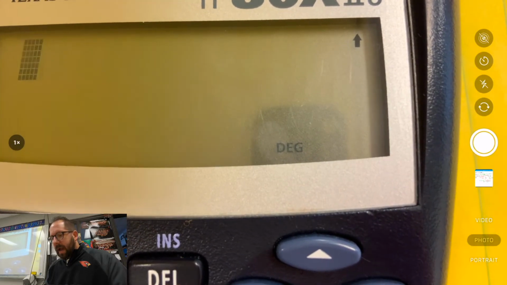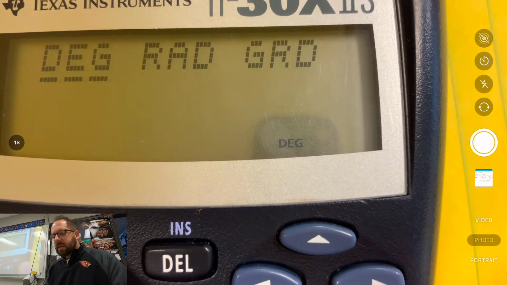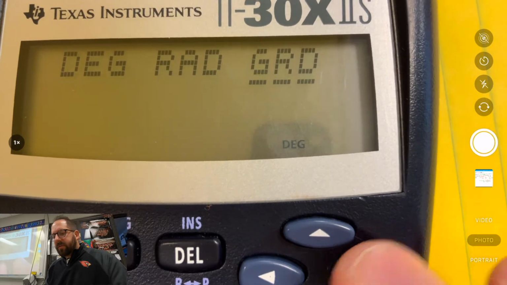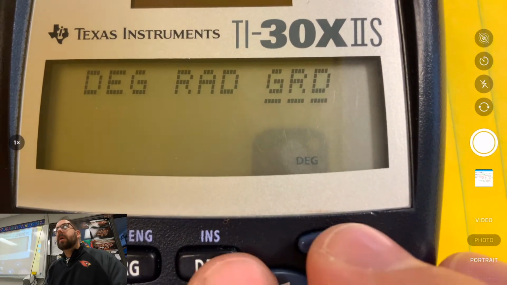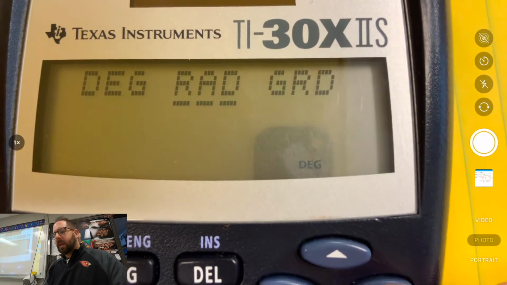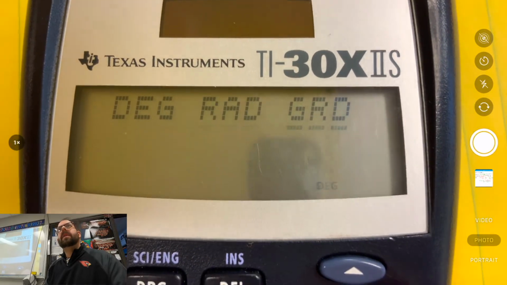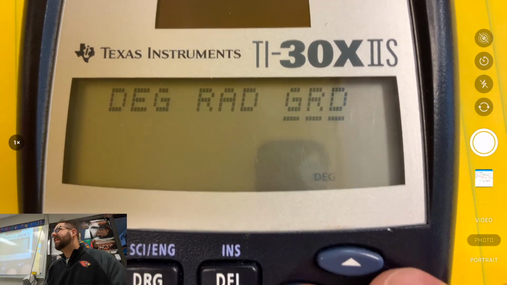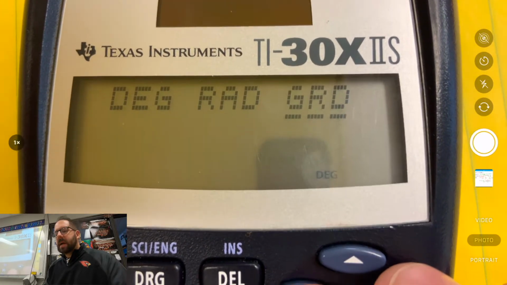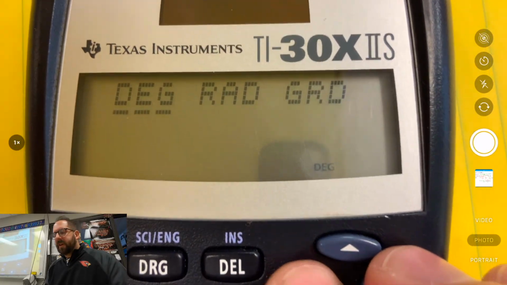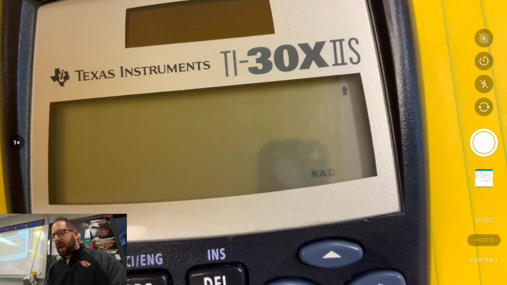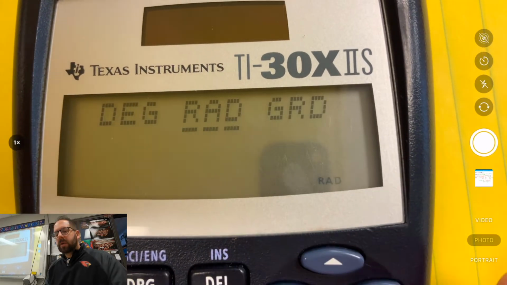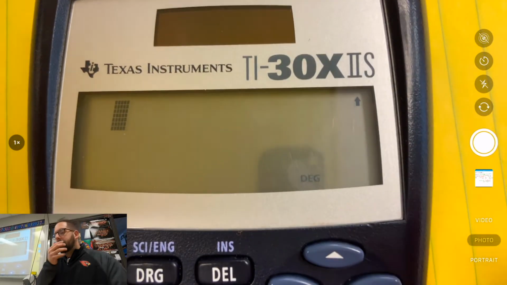Now, the other things it could say: rad. This is radians. So if I was in radian mode with radian angles, I could have that. If I was in gradians, that's more of a college stats kind of course thing. We're not going to use that. But they would say different words if I was in different modes. Like if it said radians, it would say rad on the screen. I want to be in degree mode because we're using degrees.